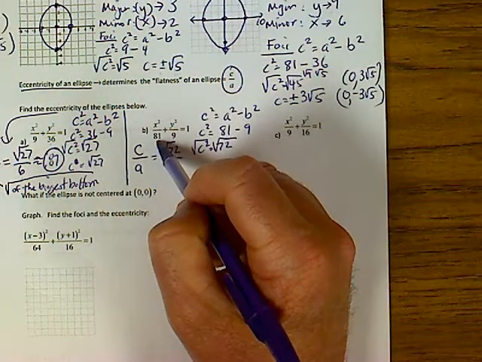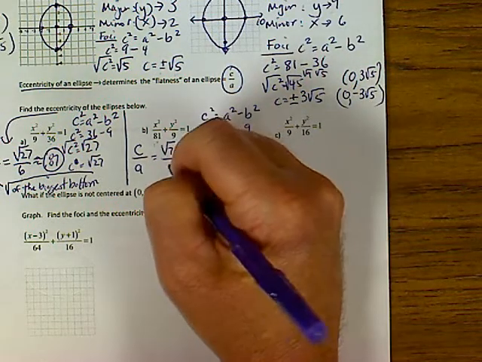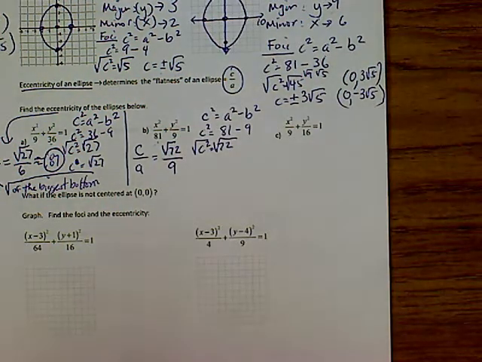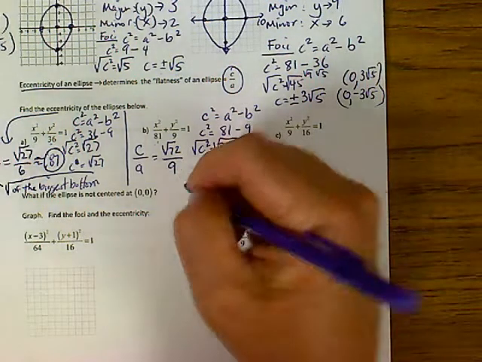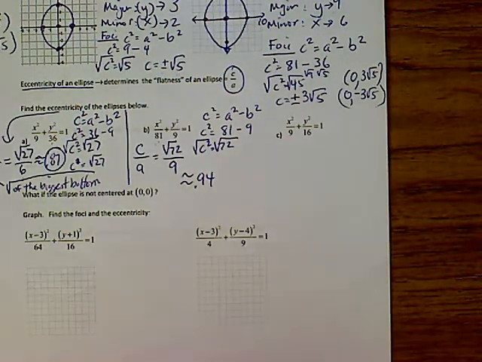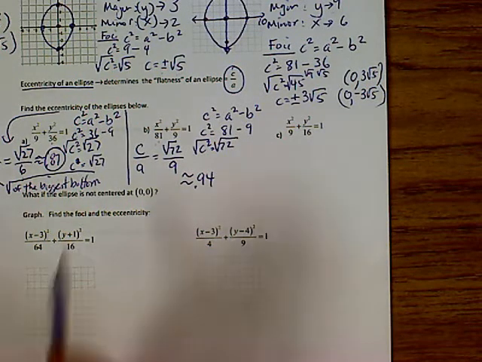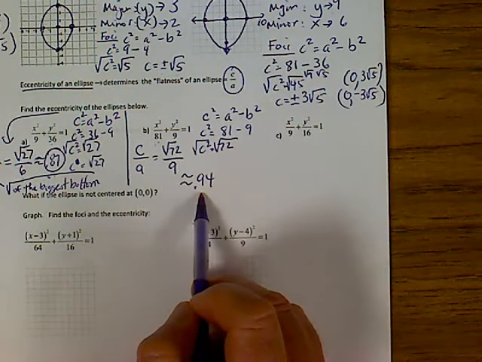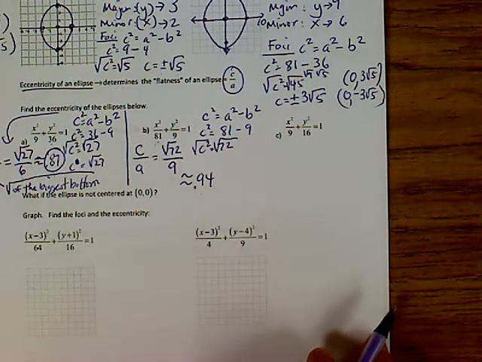Now to get A, you square root the biggest bottom. The square root of 81 is 9. Now you can punch into your calculator. I'll go ahead and do that. Square root of 72, I hit equals, then divide by 9, and you'll get 0.94 for your eccentricity. Again, that determines the flatness of the ellipse. We'll talk a little more about that in the next lesson video, whether this one is more flat or that one. But for now, just be able to calculate it.